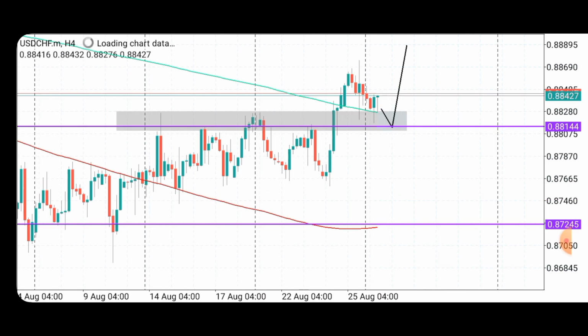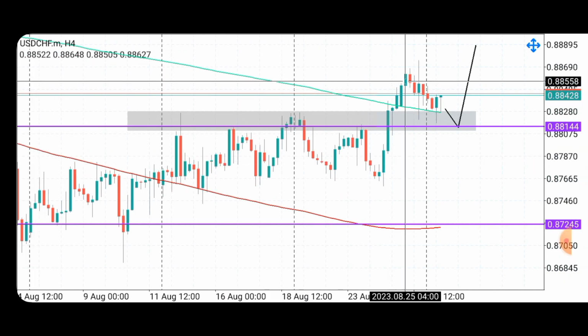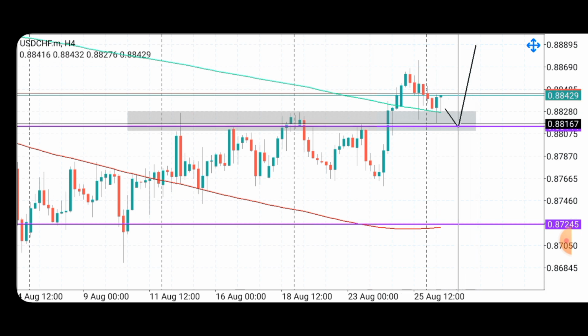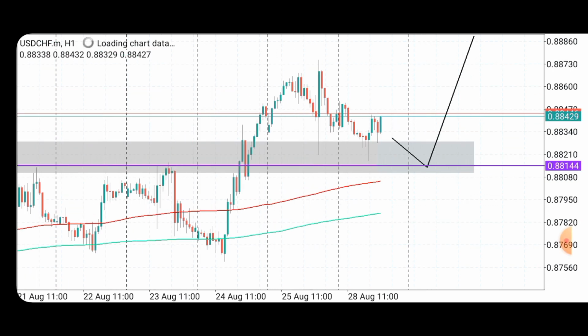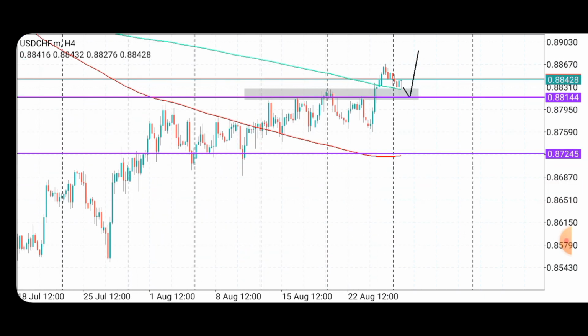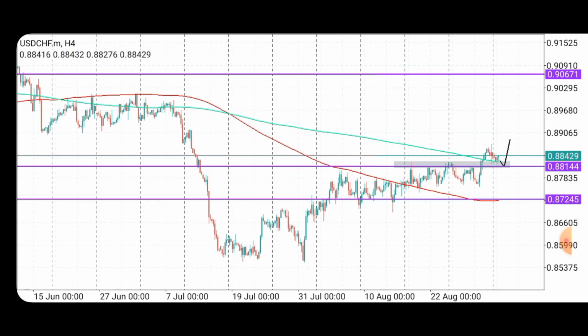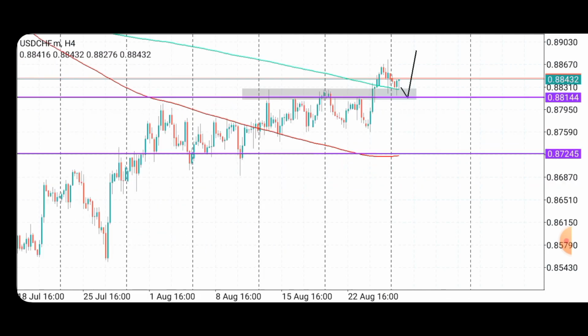So let's go on the 4-hour. This is what I'm anticipating: price could pull back to the previous breakout, and from there we could start to take our buy orders, our buying opportunities. Today is Monday, so the market could be a bit crazy, but this is what I'm anticipating for the USDCHF, and the first target could be at the 0.89134 region.